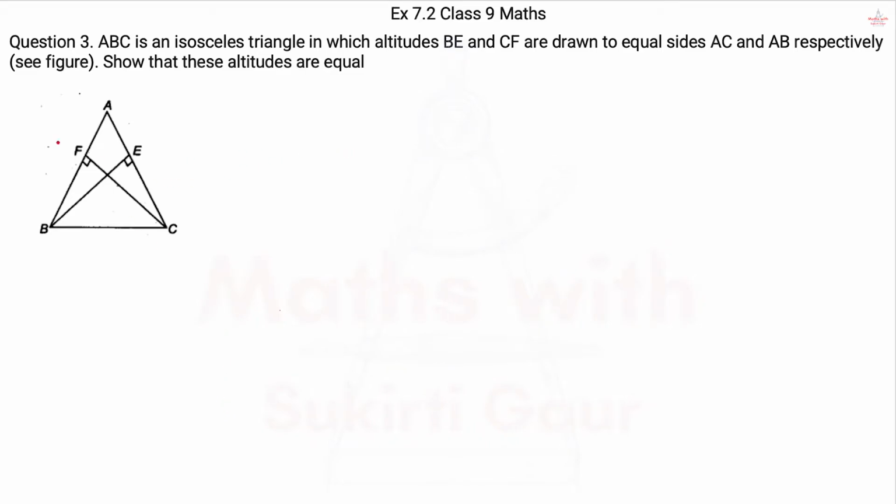So in this video we are going to start with question number 3 of exercise 7.2, class 9th Maths NCERT book, chapter number 7, triangles. So in this question, ABC is an isosceles triangle. So ABC is a triangle, you can see here. It is an isosceles triangle.